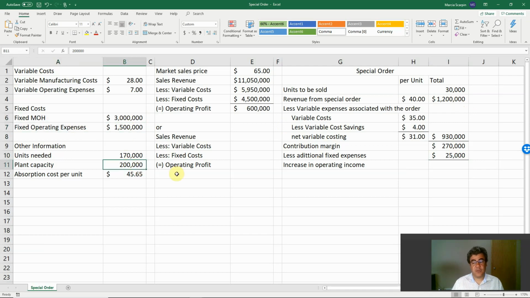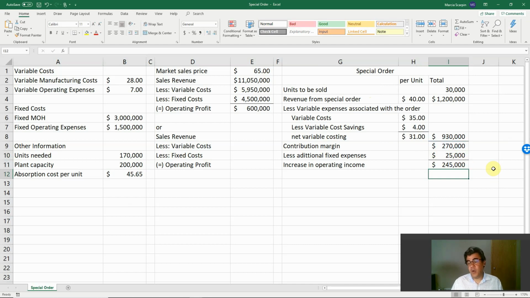So until 200,000 units, it doesn't matter how many units we sell, our fixed cost will be the same. So on the special order, we have no additional fixed cost here, only the additional fixed expenses. So our increase in operating income will be 245.